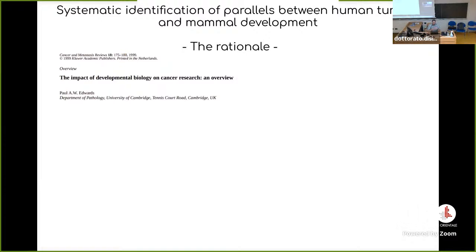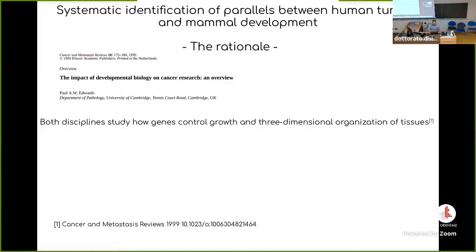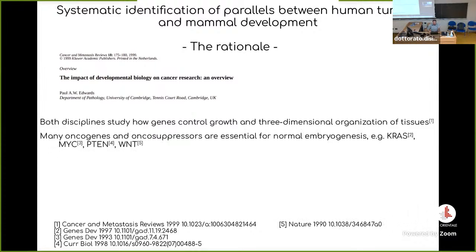And the reason why these two disciplines have always been somehow interconnected is probably because people realized that both disciplines study how genes control both growth and three-dimensional organization of tissues. Moreover, several oncogenes and oncosuppressors have been found to be essential for normal angiogenesis. For those of you that study cancer, you may already have heard about KRAS, MYC, PTEN, and WNT, and all those genes are actually embryonic lethal, underlining the importance that these genes have in normal development.